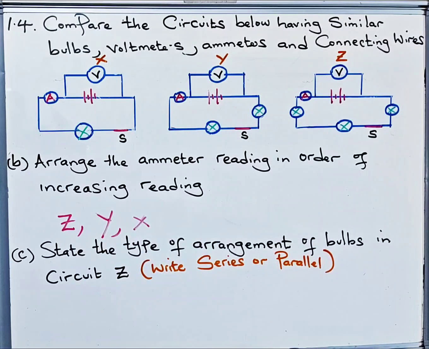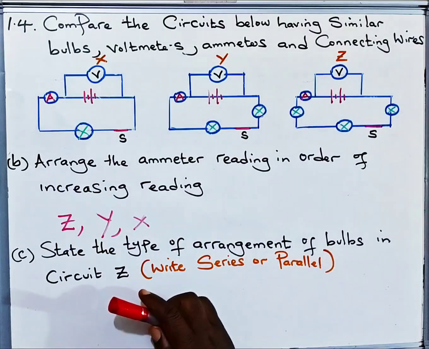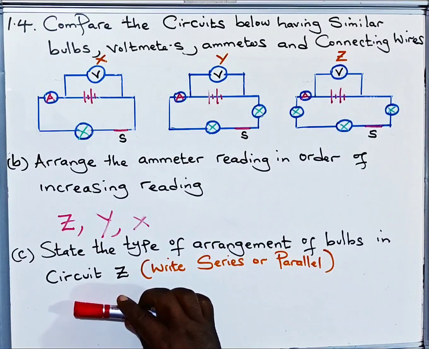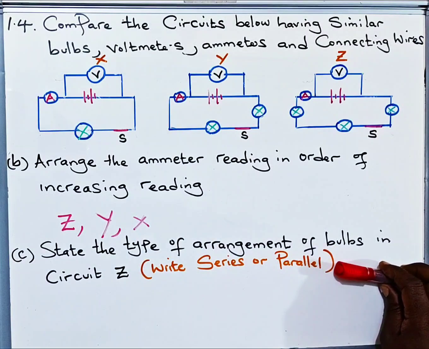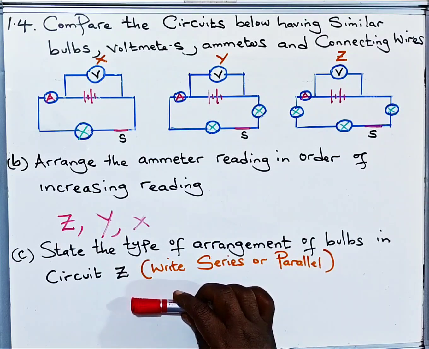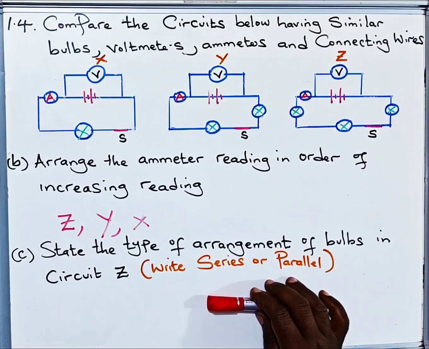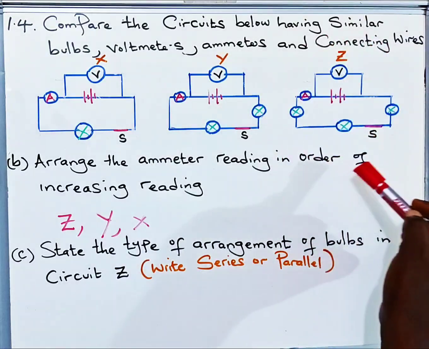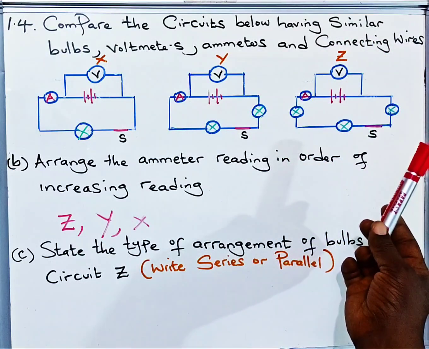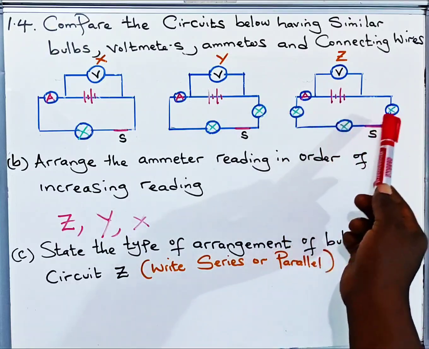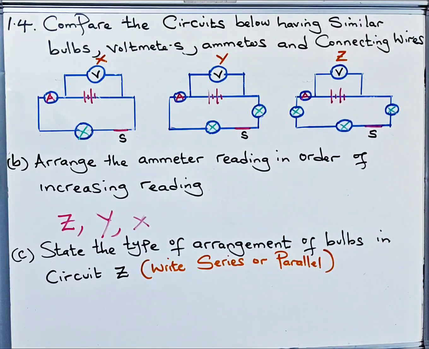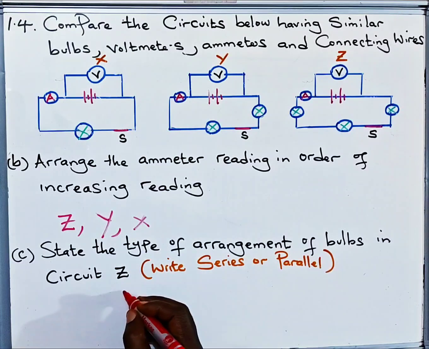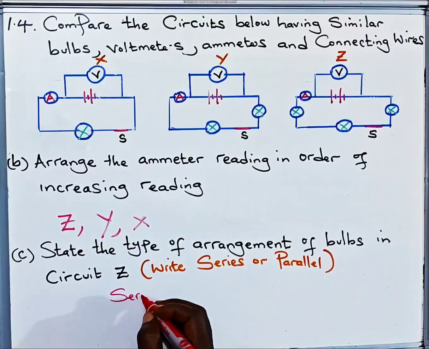Then we come to this question. It says, state the type of arrangement of bulbs in circuit Z, either series or parallel. This is the circuit we are considering, and these are the bulbs. Are they in series or parallel? The answer is that they are in series.